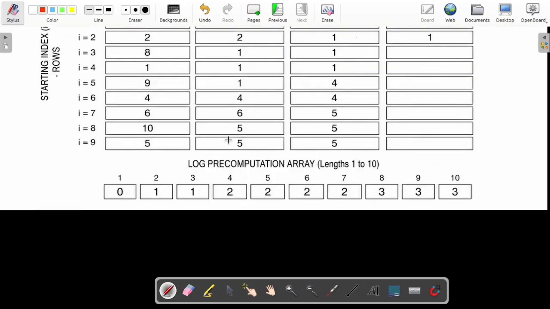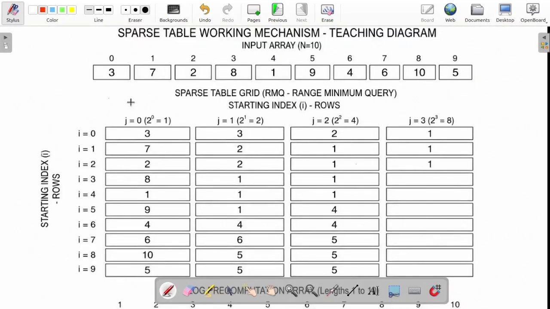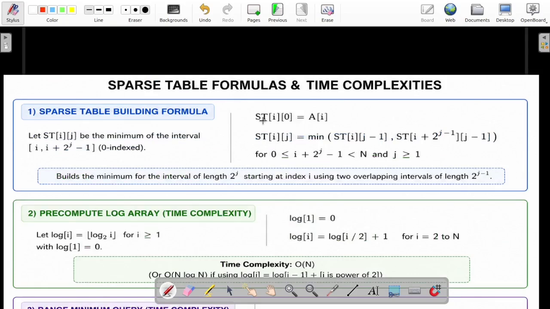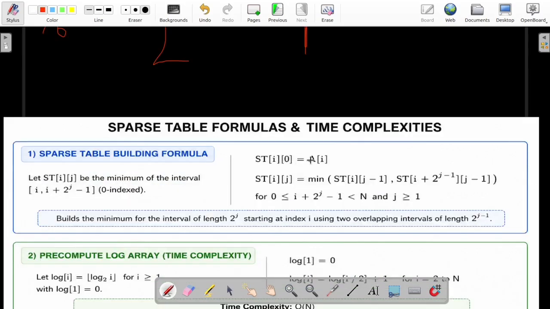Now let's discuss its time complexity. What we are doing for each index is calculating the answer in big O of 1, as I showed you earlier, using this formula. See, this is the formula. In this image, they have denoted the sparse table with ST. So ST of i, j is the minimum of ST of i, j minus 1 and ST of i plus 2 to the power j minus 1, j minus 1. We have already seen this formula. Using this formula, we calculate our answer in big O of 1.